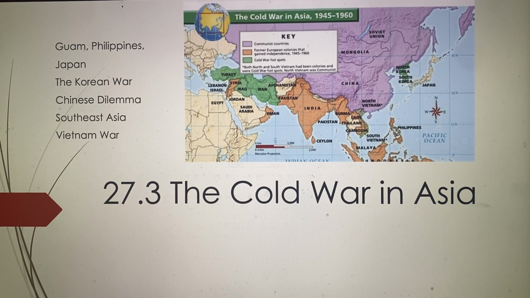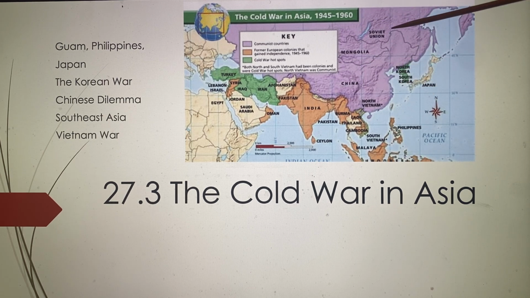We're going to focus on actually 2 different wars during this time. So first, we're going to look at Guam and the Philippines after World War II, and on to after World War II with Japan. And then we're going to go into the Korean War and the Chinese dilemma, onto Southeast Asia and the Vietnam War. So you can see here by the key, the area in purple are the communist countries.